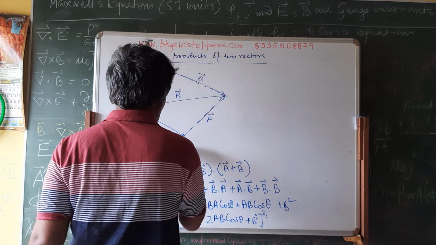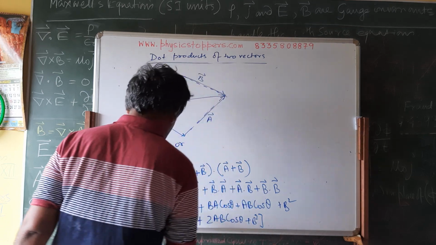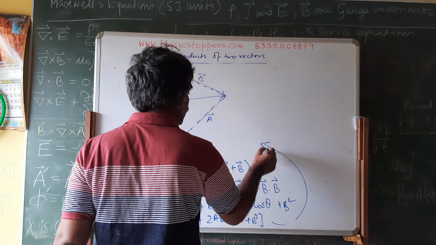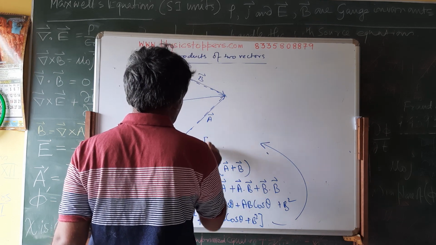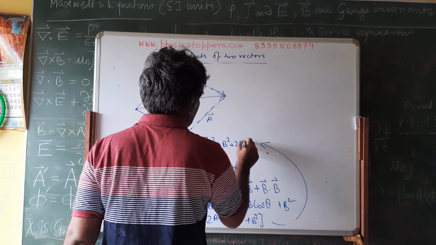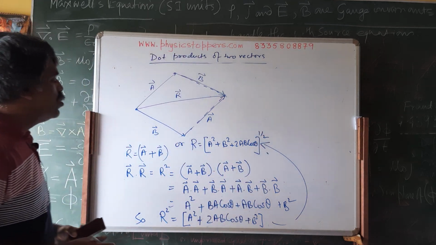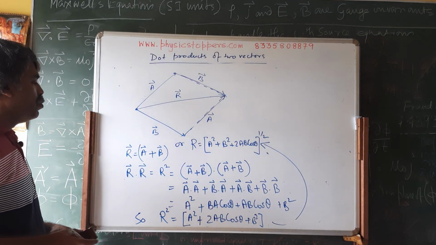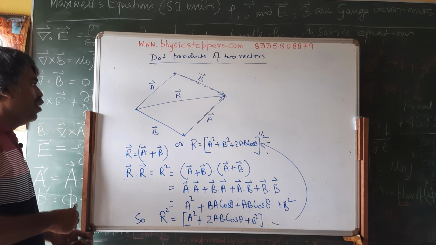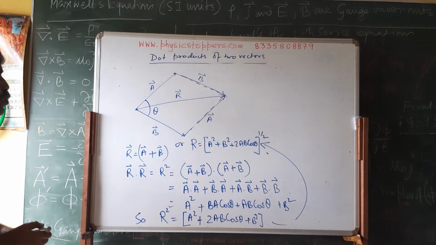So this is it, or I can write it like this. Better keep R square here, or you bring it here. R is equal to (a square plus b square plus twice ab cos theta) to the power of half. You need not go geometrically, you can directly use dot products and get this formula. Fine. Okay, this is theta, the angle between the two.